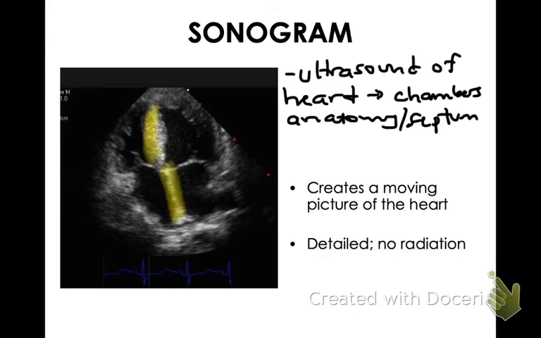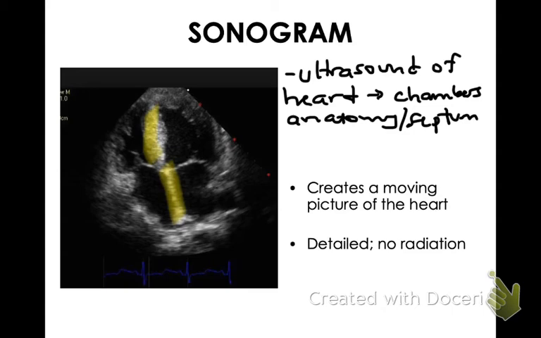Some children are born with a hole in their heart, and what that means is there's a hole between the atria on the top in that septum or in the ventricles, and so that would be allowing blood to leak back and forth, and so that would be bad.